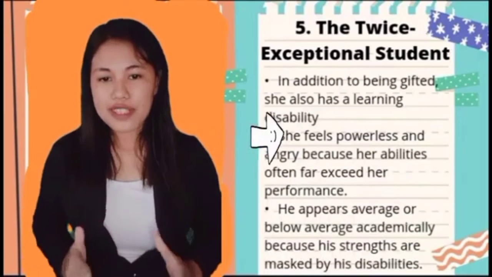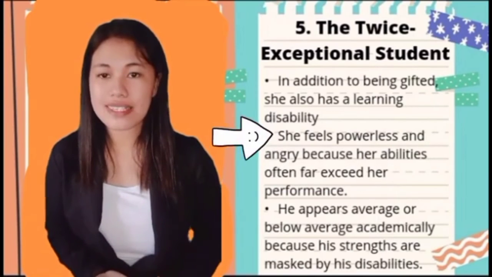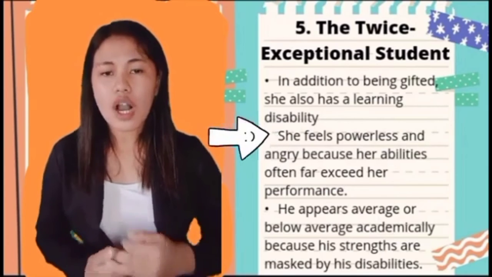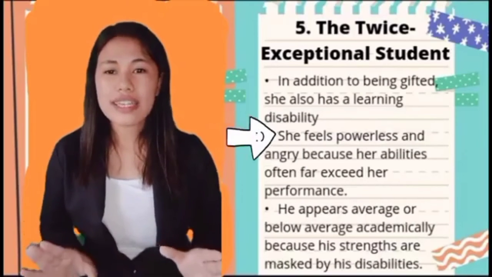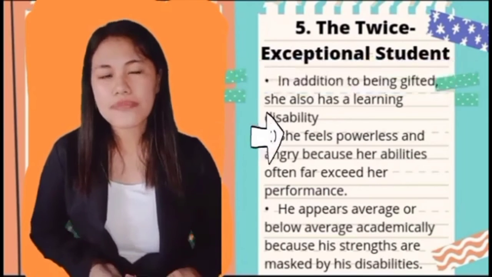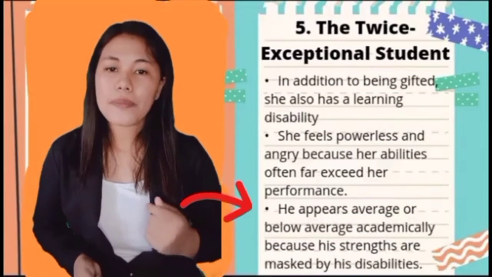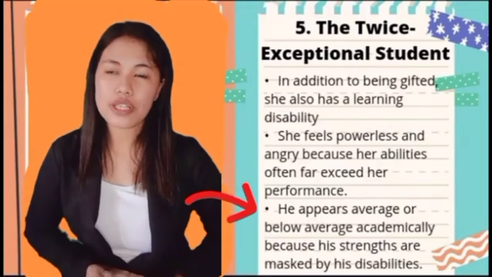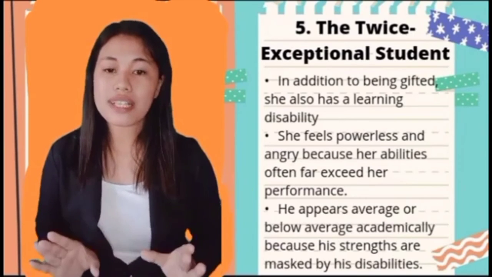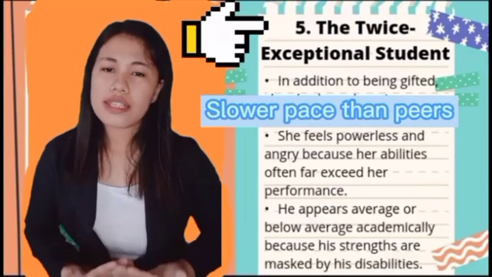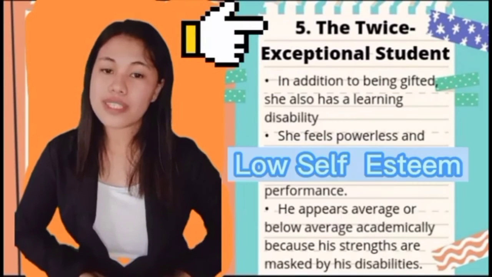2nd, she feels powerless and lonely because her ability often far exceeds her performance. For example, their abilities often far exceed his performance. 3rd, he appears below average academically because his strengths are masked by his disabilities. Therefore, the twice exceptional student often has to work at a slower pace than his or her peers because of her disabilities, and it develops a low self-esteem.